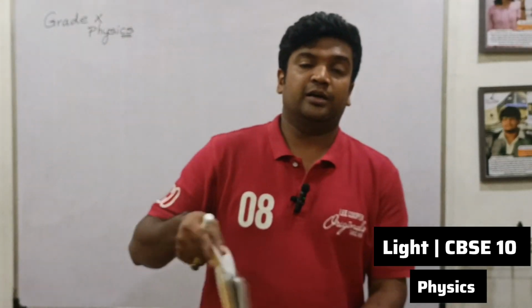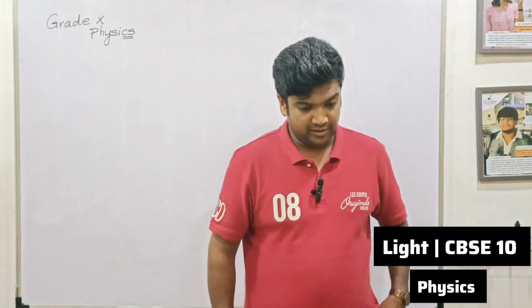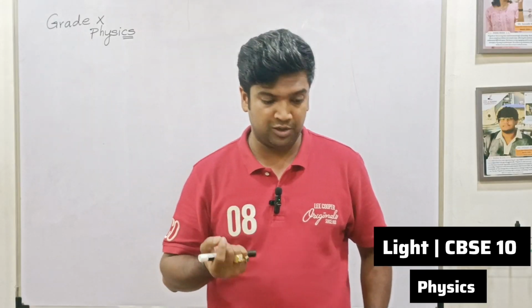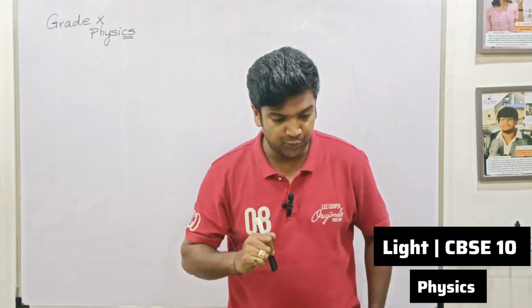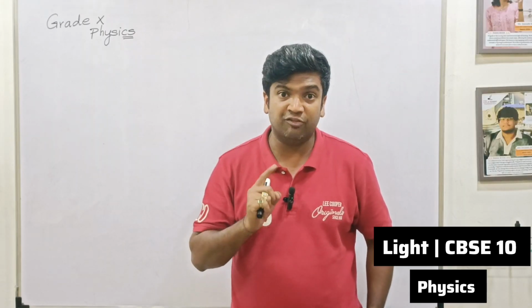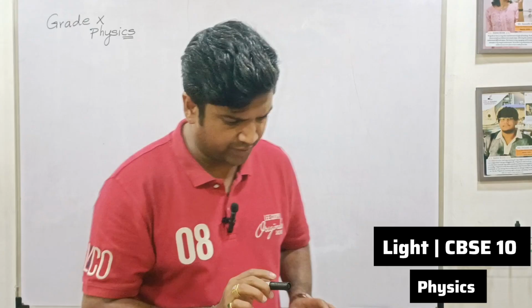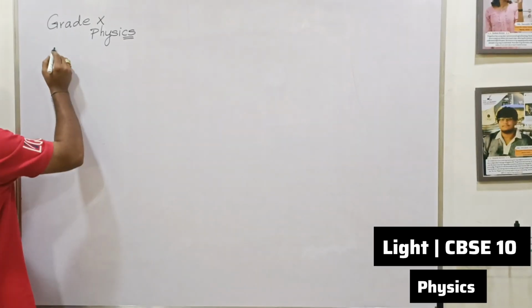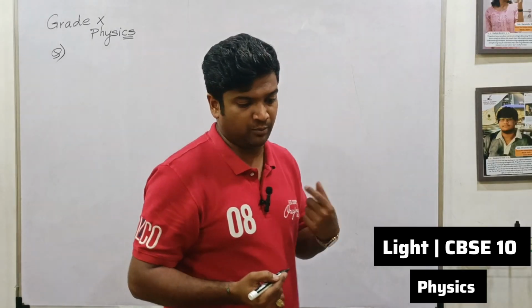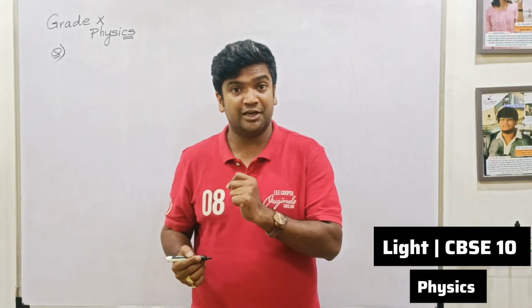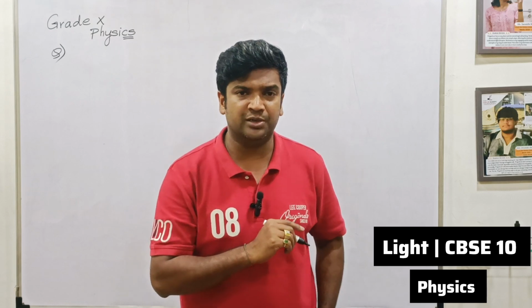See, there is a question from light chapter. Sunita's ophthalmologist suggests her to use a lens of power -2 diopters. Okay, so it's a good question. Again, a competency based question. So, Sunita's ophthalmologist suggests her to use a lens of power -2 diopters.